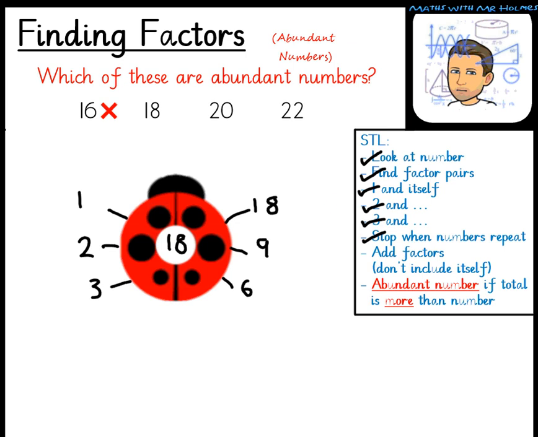I now need to add the factors, but don't include the number itself. So let's go ahead and tick them off as we add them. I'm going to use number bonds again. 9 and 1 make 10. Add 6 will be 16. Add 3 will be 19. Add 2 will be 21. It's an abundant number if the total is more than the number. 21 is more than 18, so yes, we found an abundant number.